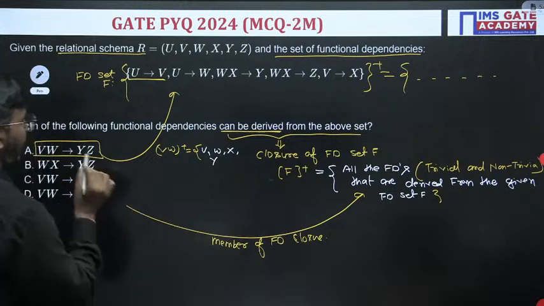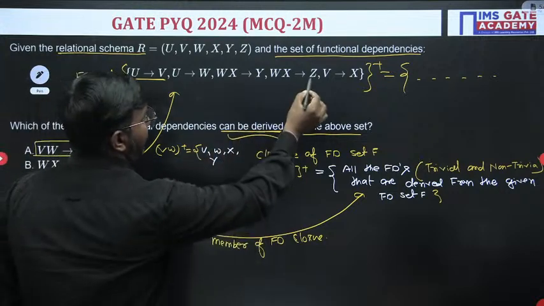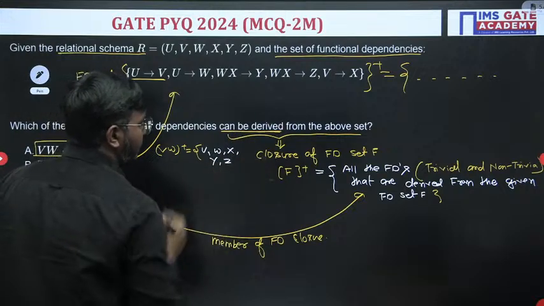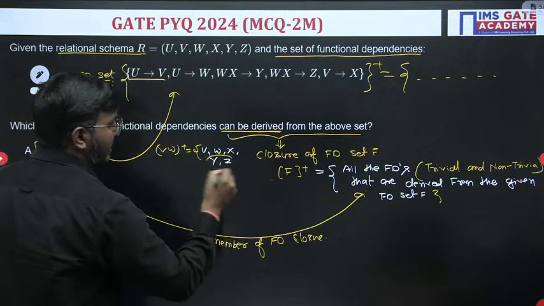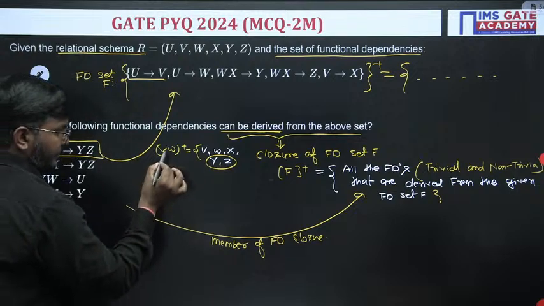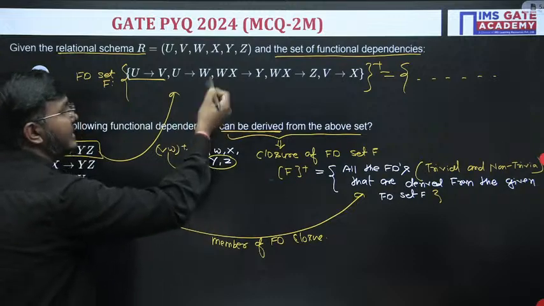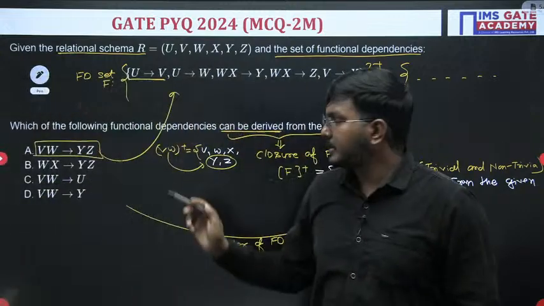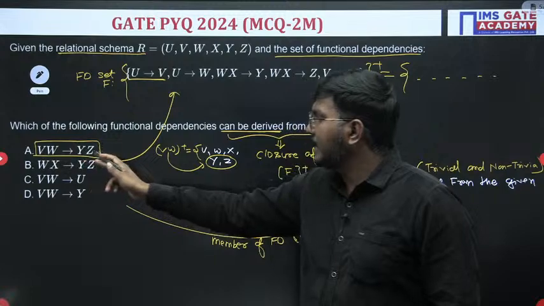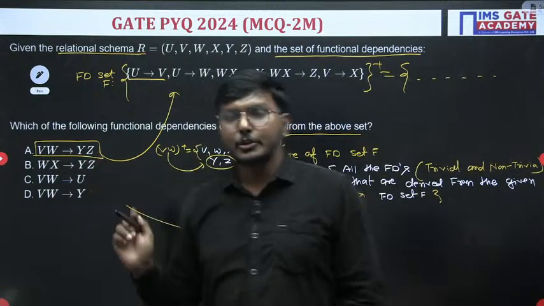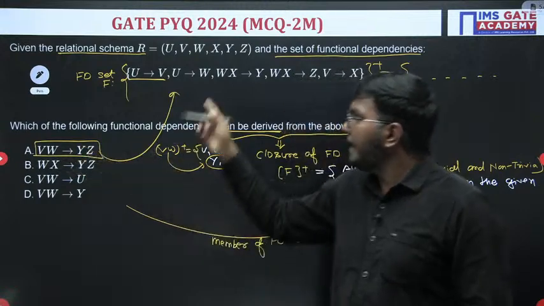Now anything else? I need Z. Z comes from W and X, so W and X determining Z, so Z is also added here. As soon as I get Y and Z, I can say V and W determine YZ indirectly on these FD sets. It means the first option, VW determining YZ, is a member of the given FD sets. Understood? Getting my point now?